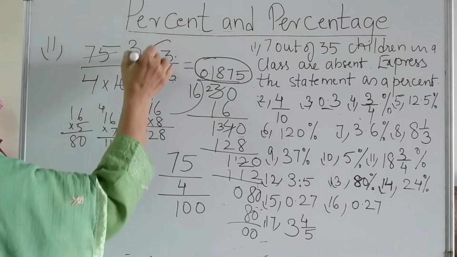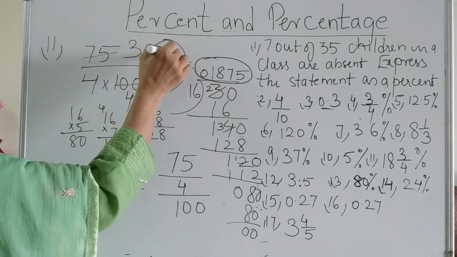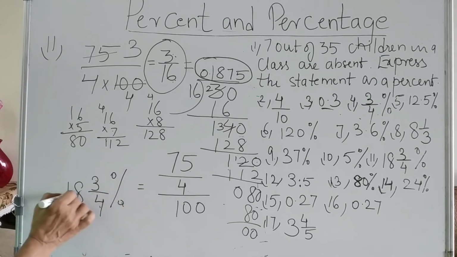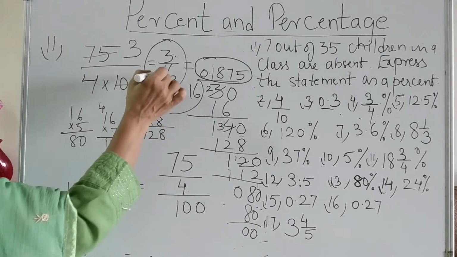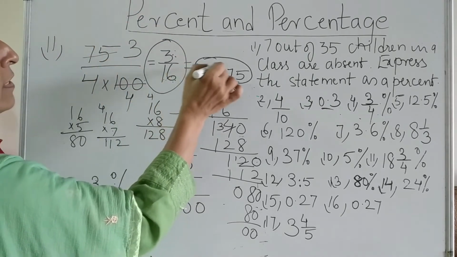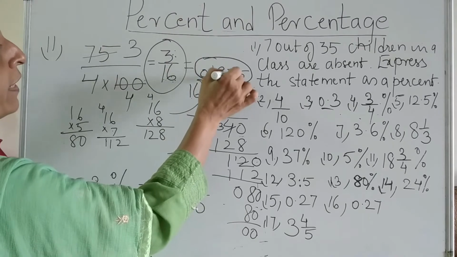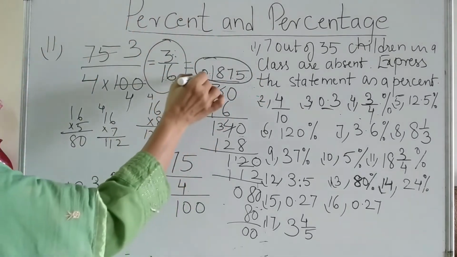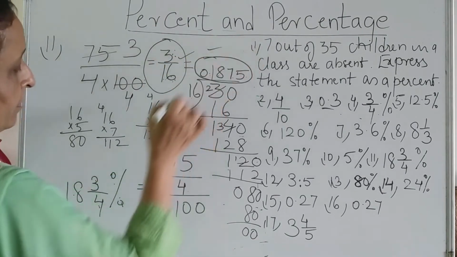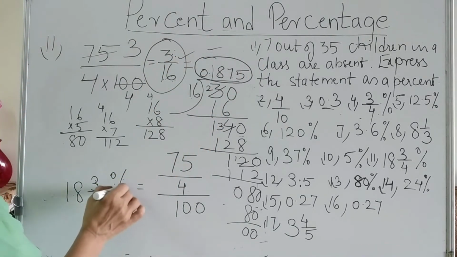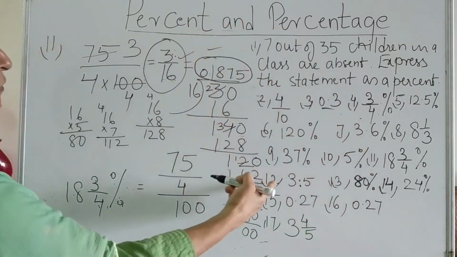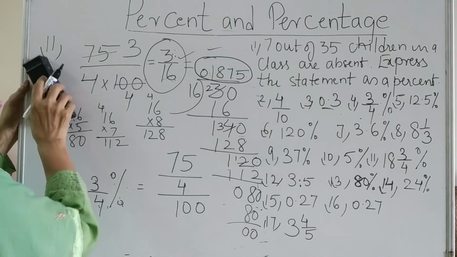0.1875. This is the ratio. Ratio of 18.34% is 3 by 16. And what is the decimal? 0.1875. So these two are the answer for 18.34%. Now we have already done 11. Let us do the 12th sum.